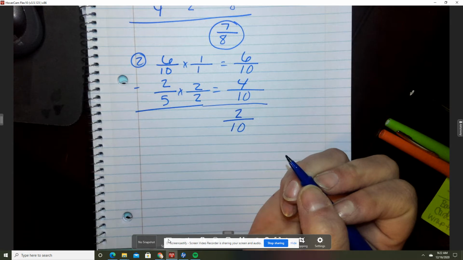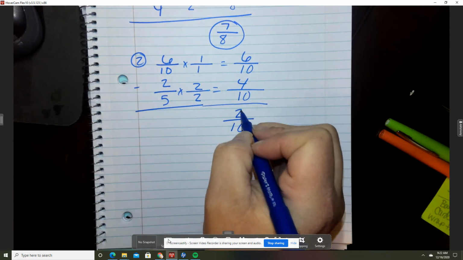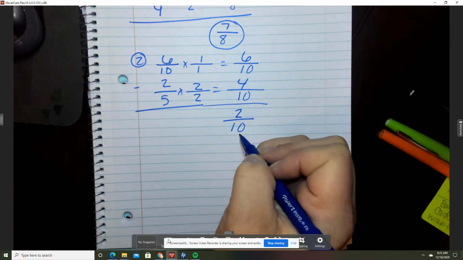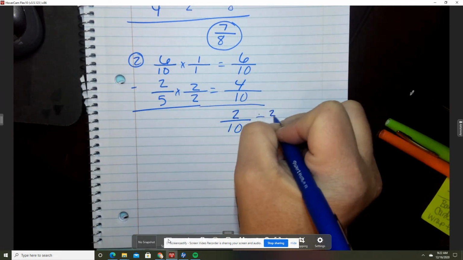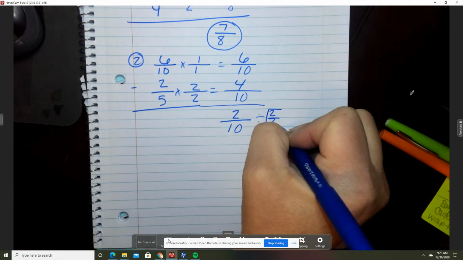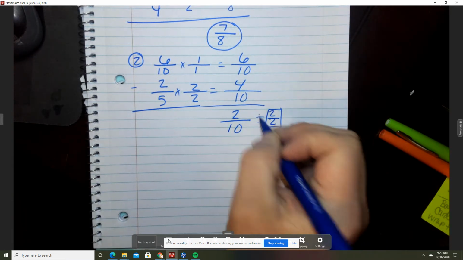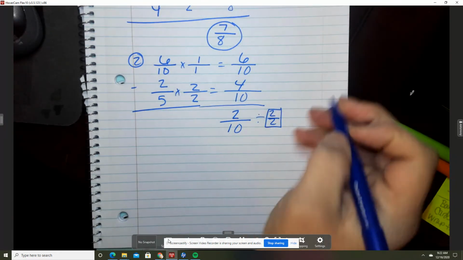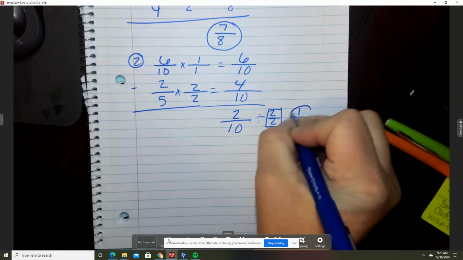All right, but I can't leave that like that because 2 and 10, I can put 2 into 10, right? I can divide it and get a reduced fraction. Okay, so I'm going to divide both sides because what you do to the one side, you got to do to the other. 2 divided by 2 is 1. 10 divided by 2 is 5. Okay.